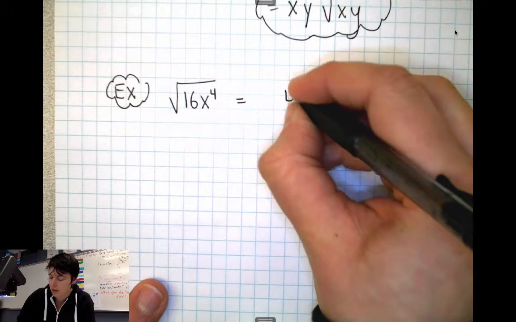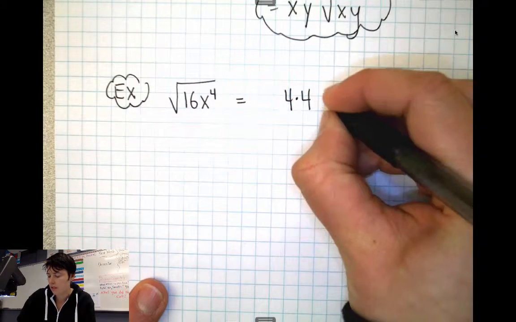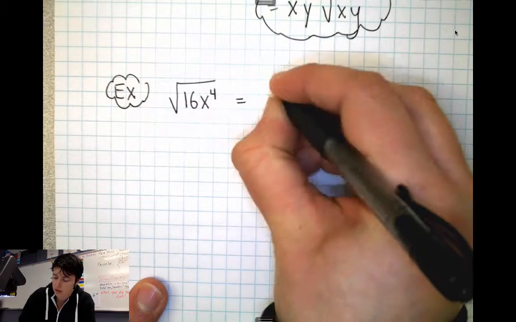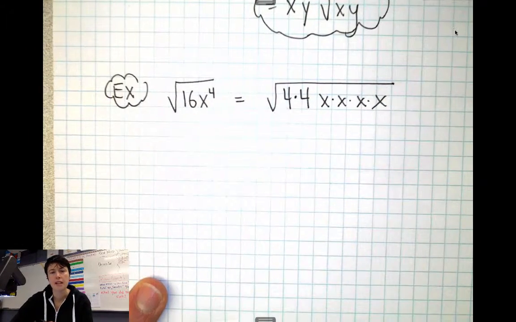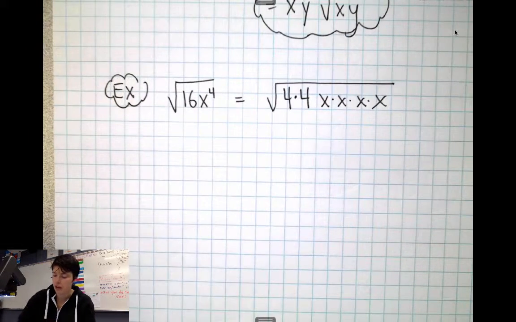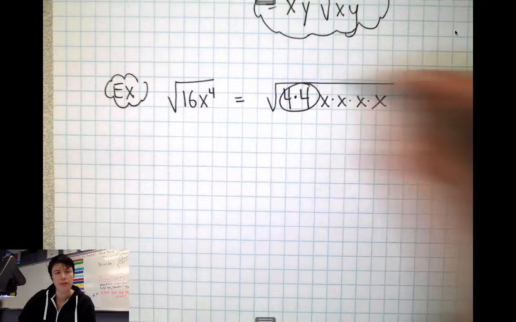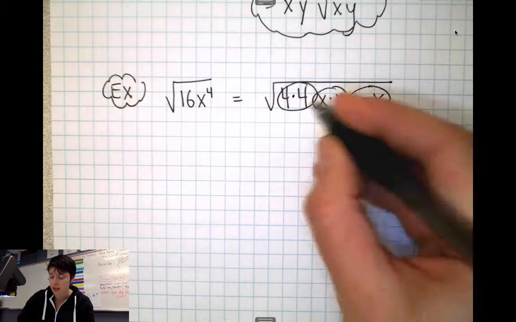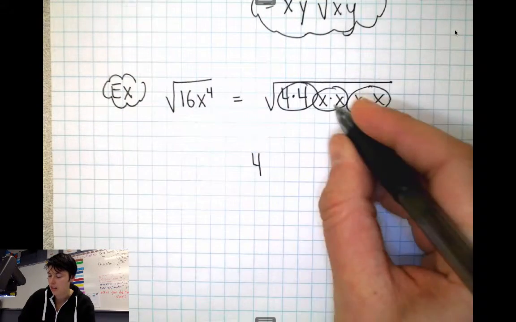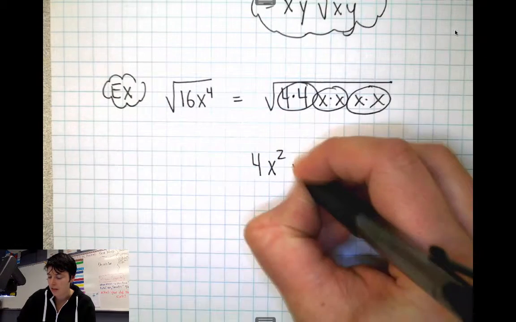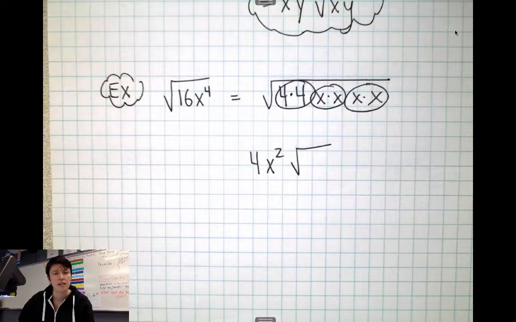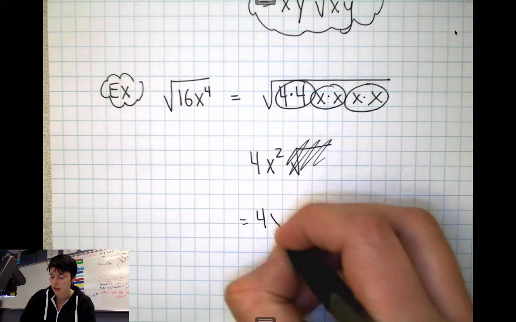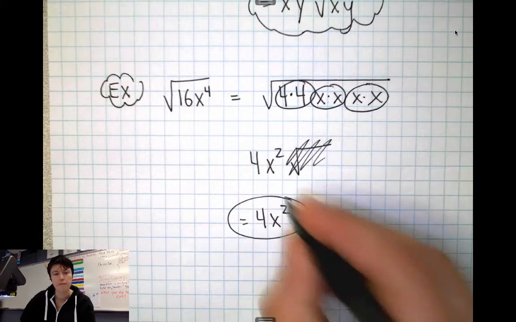well, 16 is 4 times 4. X to the fourth is x times x times x times x, and it's all being square rooted. And the idea here is anywhere I have a pair, I can bring it out. So 4 times 4, oh, perfect square, there's a pair. X times x, x times x. Oh, all right, so I have a 4, and I have x and x, that's x squared. And left inside my square root is absolutely nothing. Nothing's left over, so I don't even need my square root. So my answer is 4x squared, simplified.